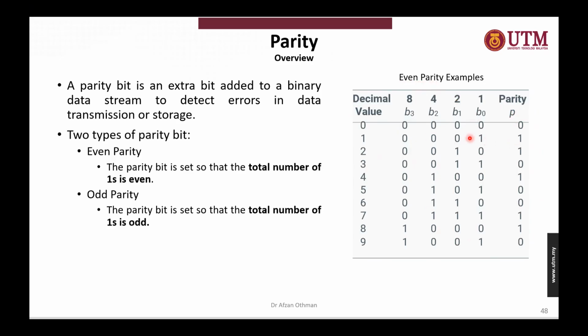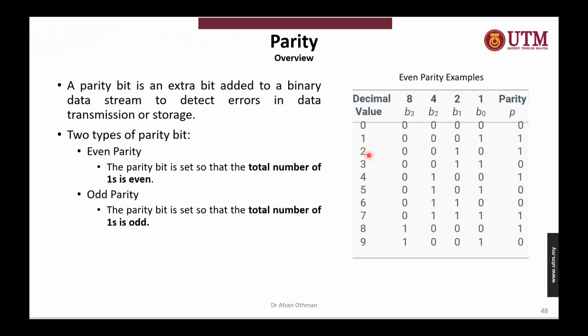For even parity, for number 0, you can see there is no 1 in this number, so the parity is 0. For number 1, when you count the ones, it only has one 1, which is odd. So you need to make it even, and that's why you put 1 for the parity. When you have 1 plus 1, you get a total of 2 ones, so the total number of 1s is even.